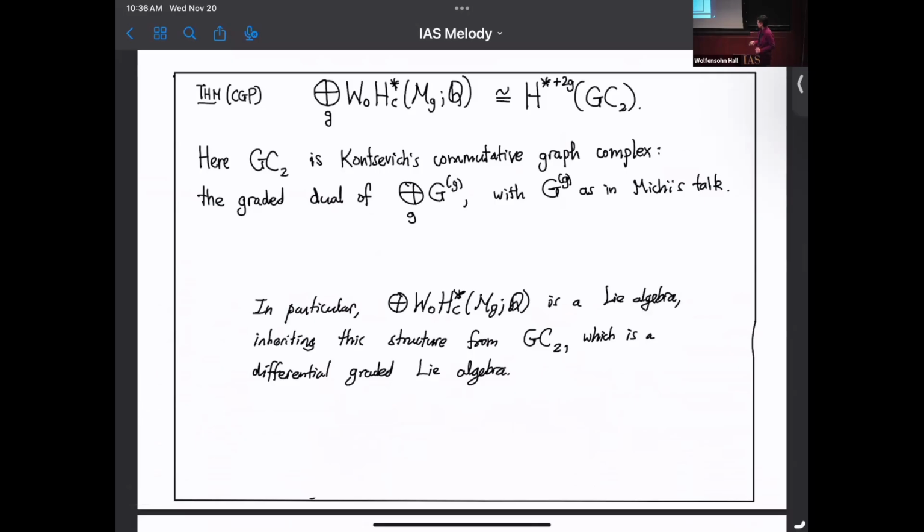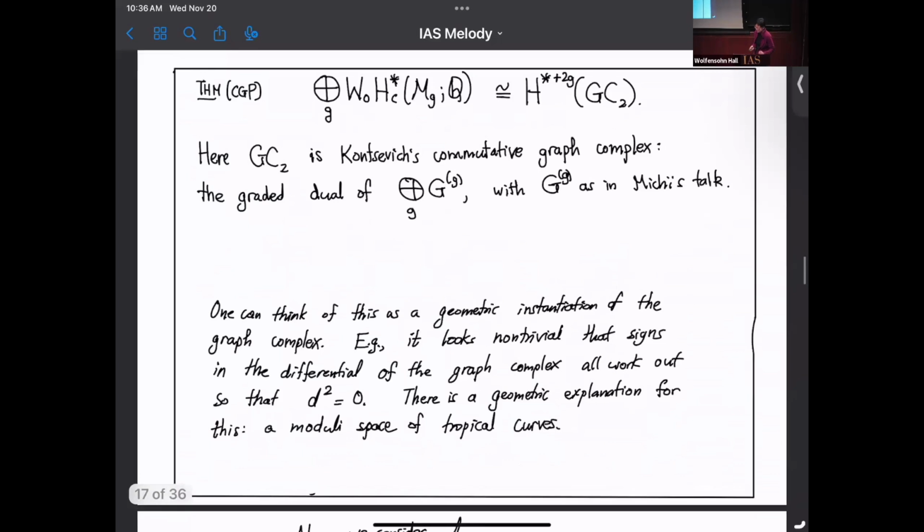Okay. And let me just remark that in particular, and I honestly don't know how to think about this morally, but in particular, the thing on the left-hand side is a Lie algebra because the thing on the right-hand side is the homology of something, and that something is known to be a differential graded Lie algebra. And the Lie structure was discussed in Monday's talk.